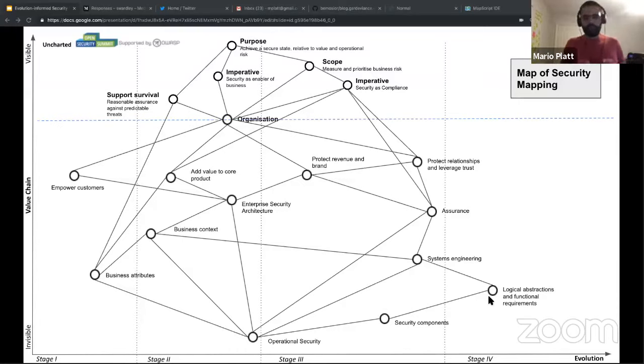Following the ideas of Simon Wardley, we've got a purpose, an imperative, and a scope. I wanted to clearly define something that I believe would make sense for security and that could be used in all types of scenarios. In terms of purpose, what we as security professionals are here to do is to achieve a secure state relative to the value and the operational risk.